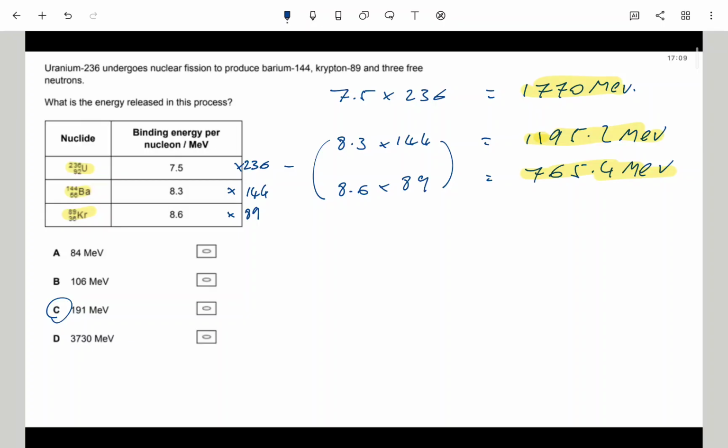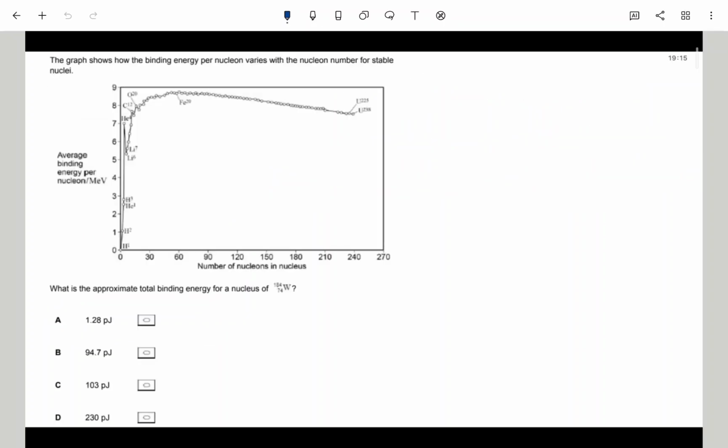Right, let's try another one. So this one, the graph shows that the binding energy per nucleon varies with the nucleon number. So that's the graph that we looked at earlier. So what is the approximate total? You might not be able to see that very well, but it's 184.74. So you can attempt to do this on the screen, but it might be a bit tricky.